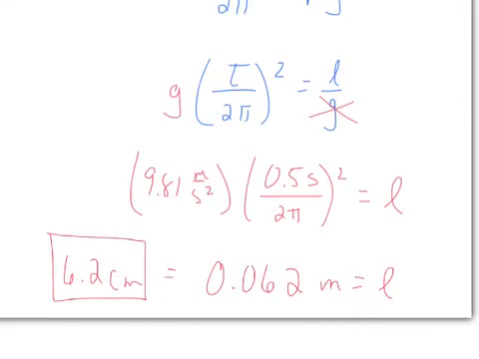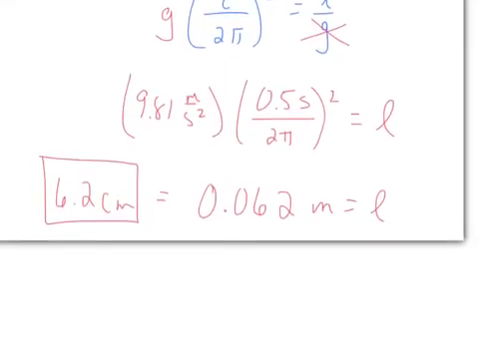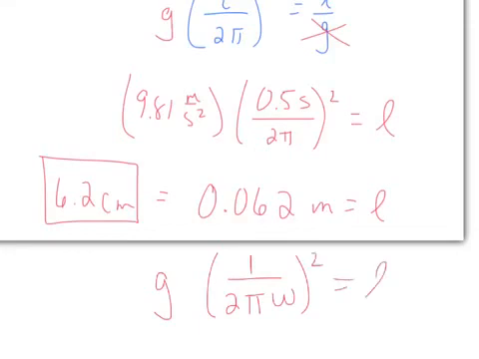If you had solved by using omega, the answer you'd get would be the same, but the generic solution that you have up here would be different because you would have used omega. If you had done that, this is what it would have looked like solving generically using omega in there. You would have g, parentheses, 1 over 2 pi omega squared equals the length. Had you solved with omega in the formula, but since we used tau in the formula, we got this generic solution up here instead.